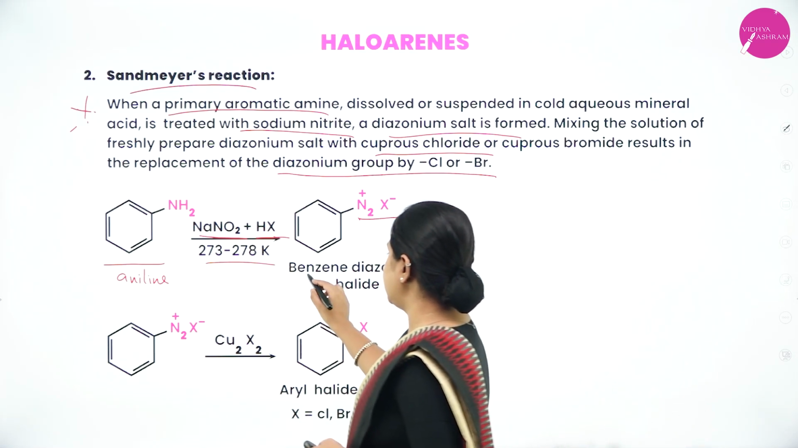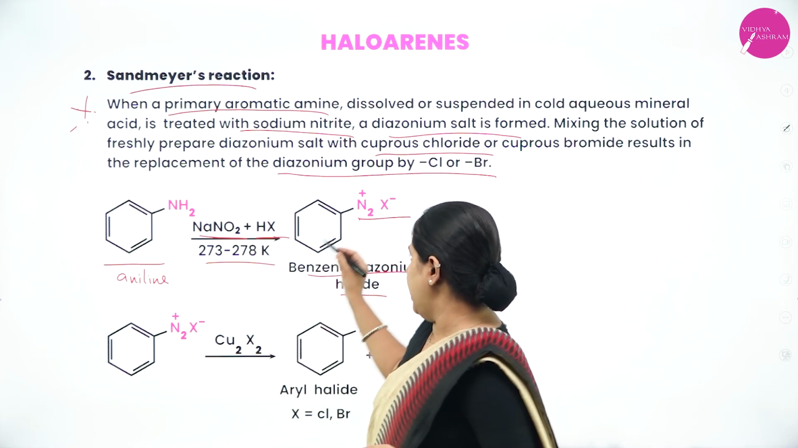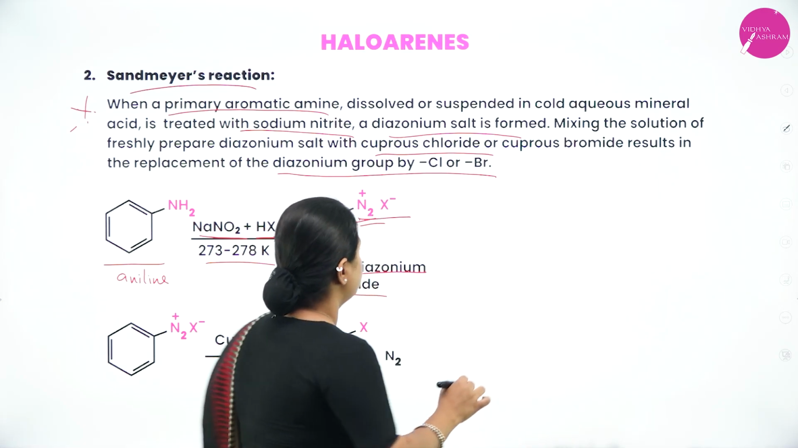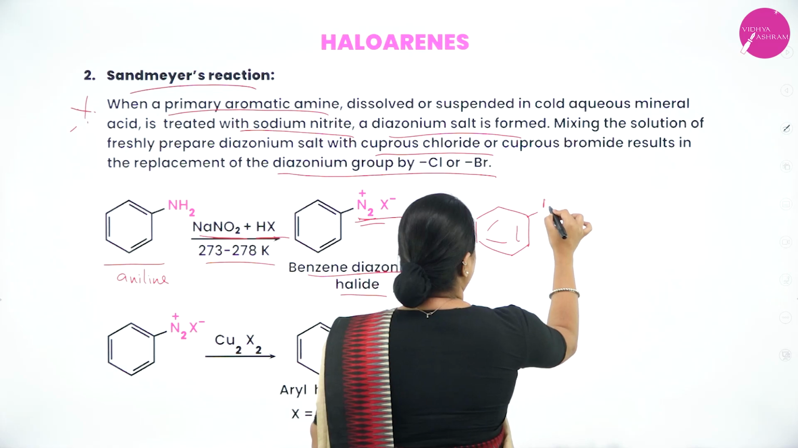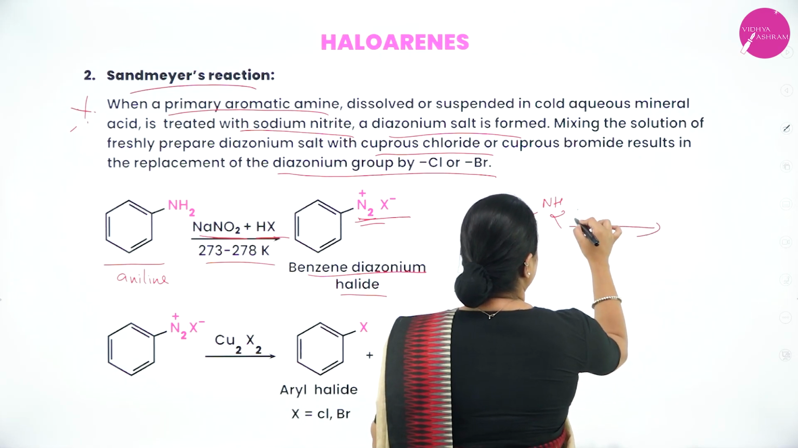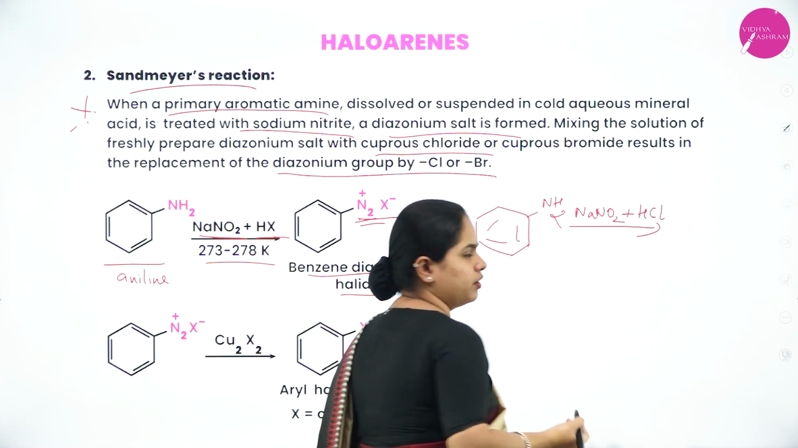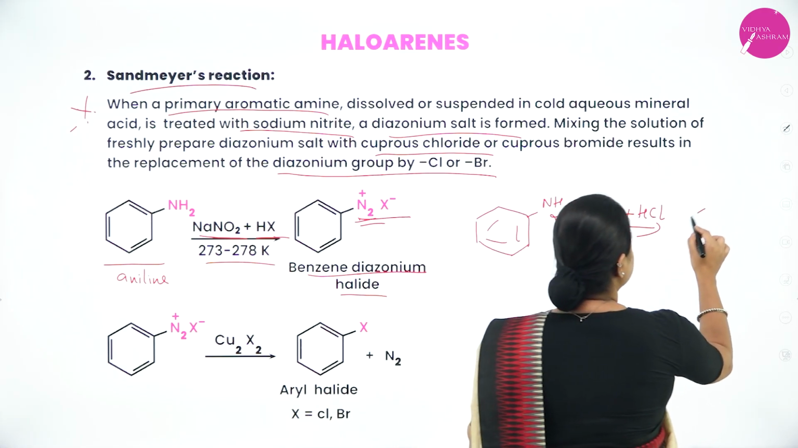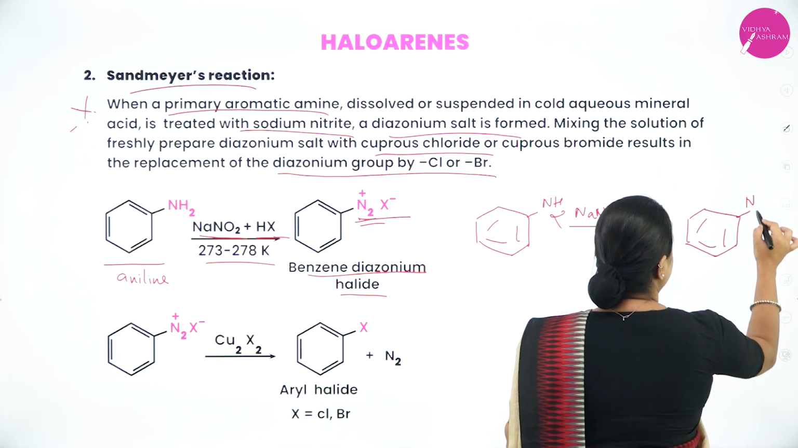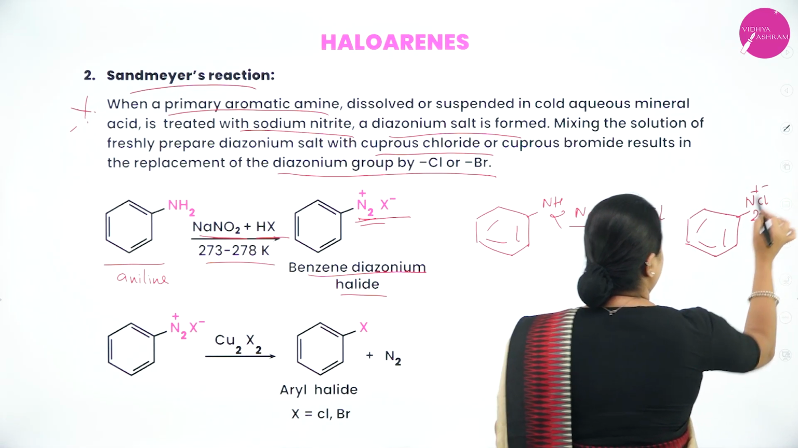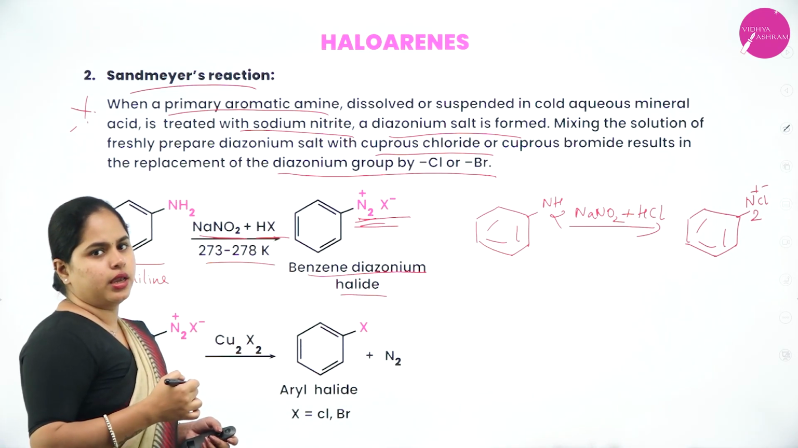For example, let's take benzene diazonium salt. Why diazo? Diazo stands for N2. Let's take an example. We have taken aniline and sodium nitrite, and we are going to add HCl. If we add HCl, what is the diazonium salt we are going to get? It is N2 plus and Cl minus. So according to which halogen you take, you will get a benzene diazonium halide.